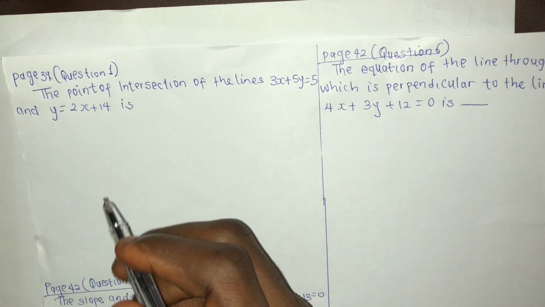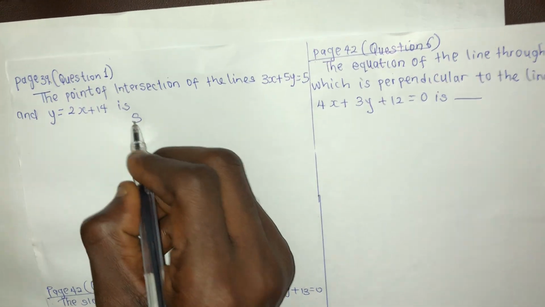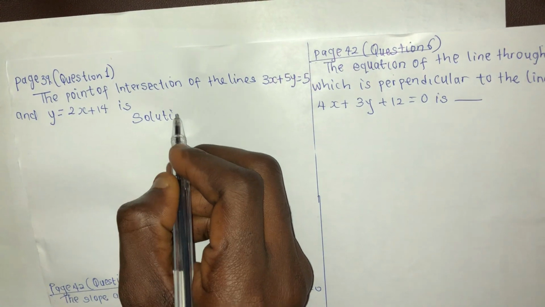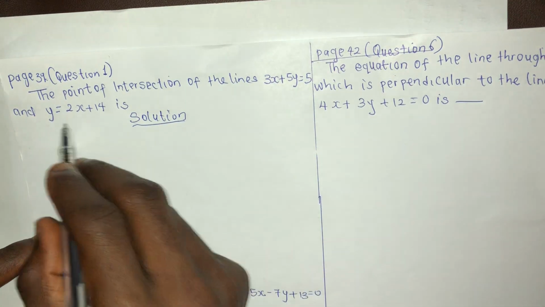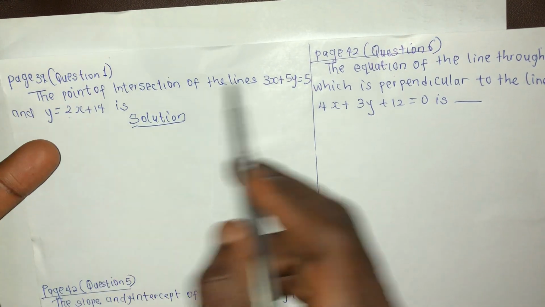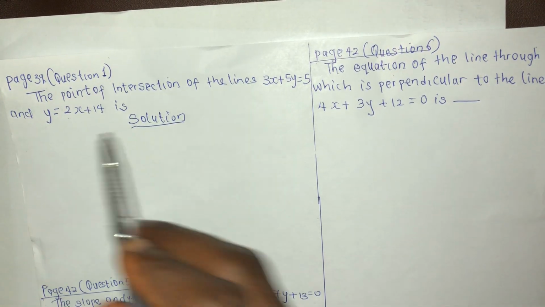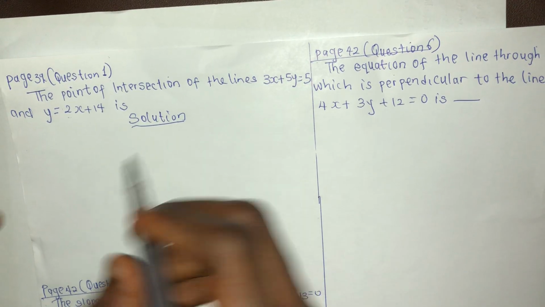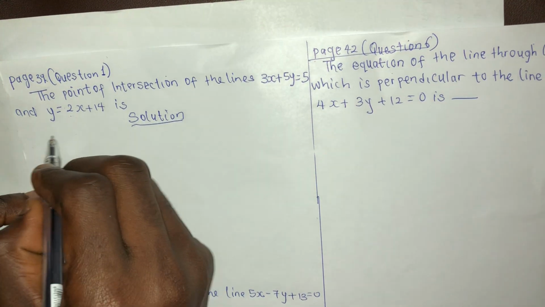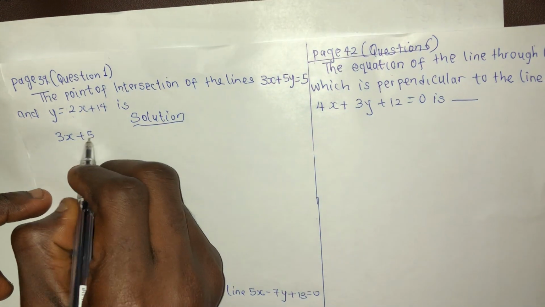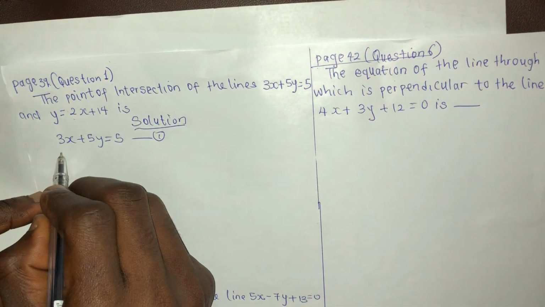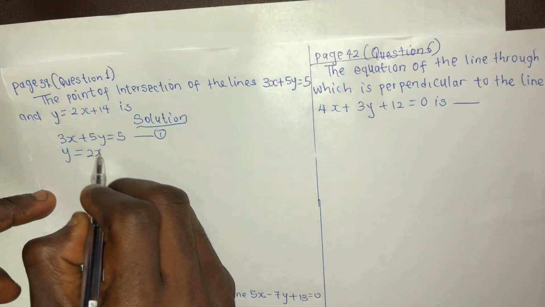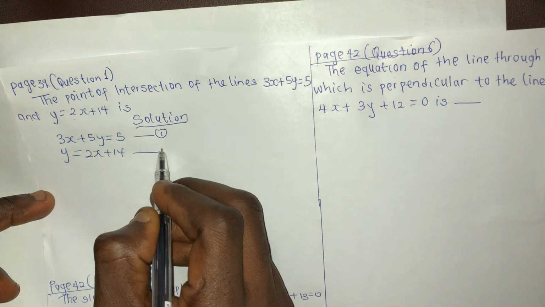So how are we supposed to do this one? Let's write our solution. Now, they've given us the point of intersection. They've given us the lines. Remember I mentioned in that particular video that lines means equation. They've given us the 2 equations, so let me write them out. 3x plus 5y equals 5, this is the first equation. Then y equals 2x plus 14, this is the second equation.